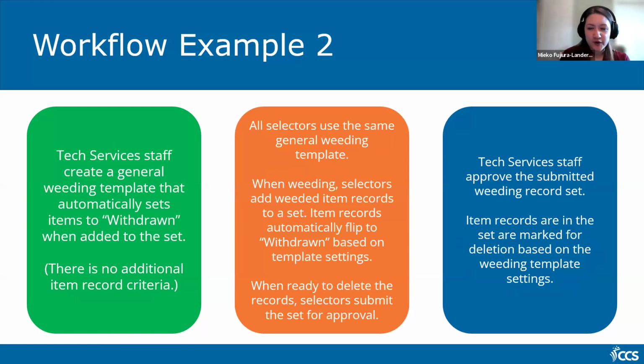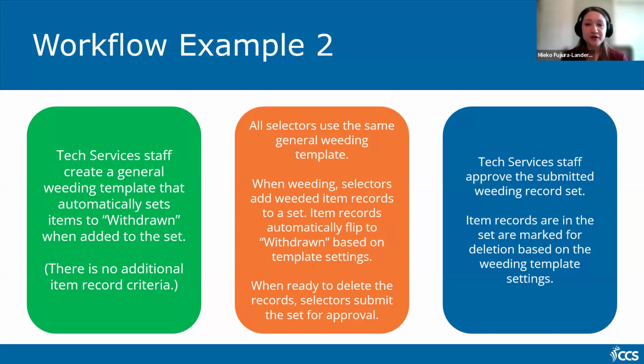The second workflow example I want to present is if a library just wants to take advantage of the circ status and deletion options in the template, right? So maybe you don't care about any of that item criteria. All you want to do is get those items withdrawn and deleted. So in this workflow, tech services staff will create a general weeding template that automatically sets items to the circ status of withdrawn when they're added to the set. And again, no other criteria is used with this template.